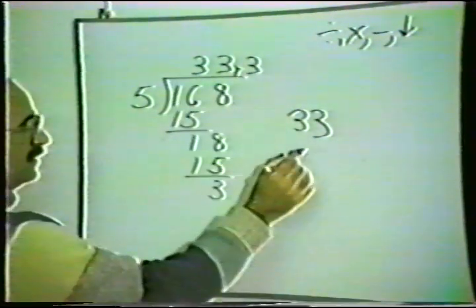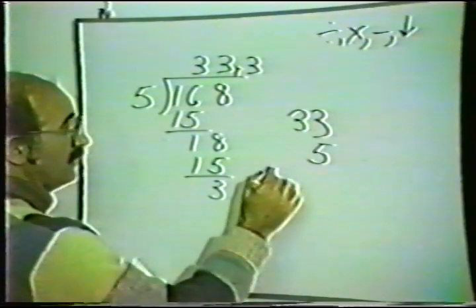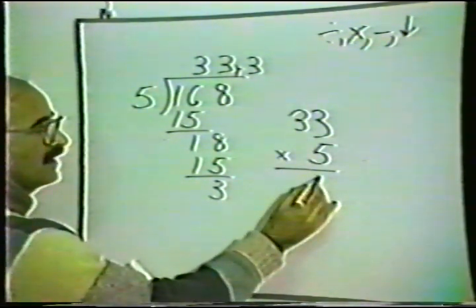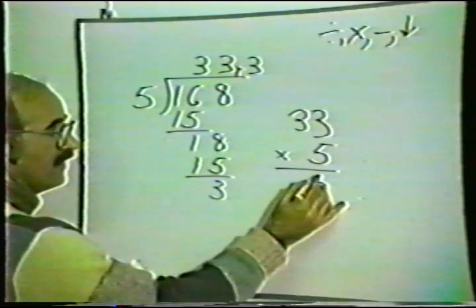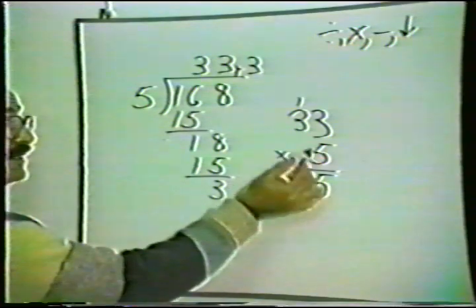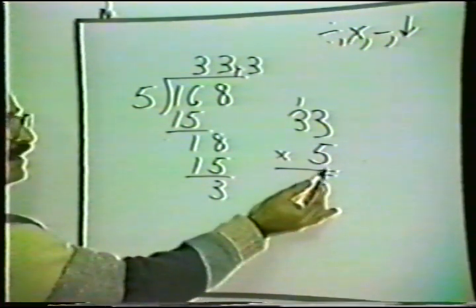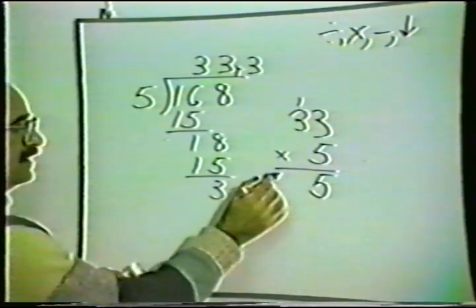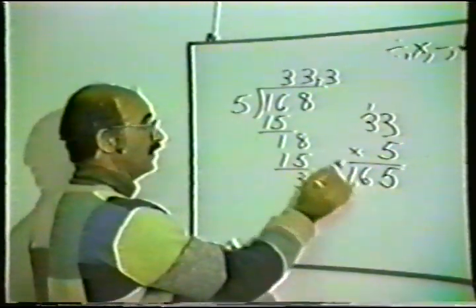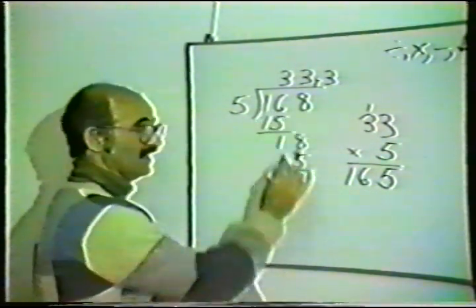33 times the 5. 3 times 5 is? 15. Put down the 5, carry the 1. 3 times 5 is? 15. Plus the 1, 16. 1, 6, 5, 1, 6, 8.